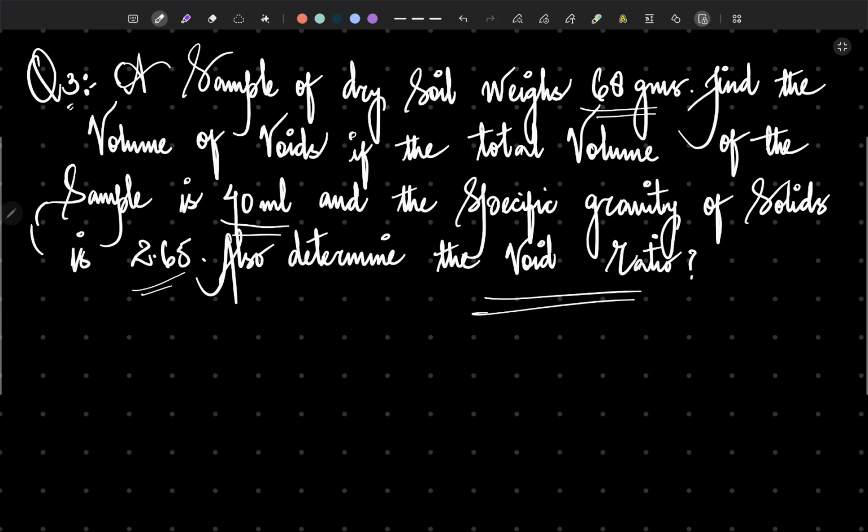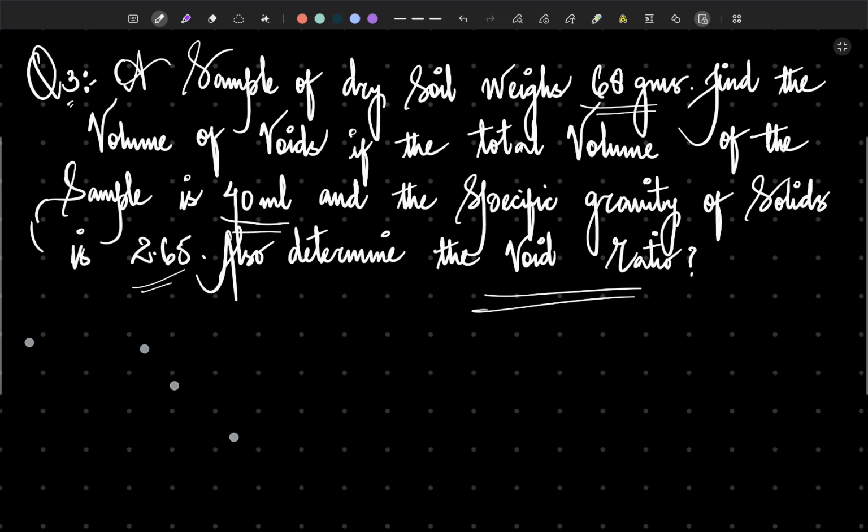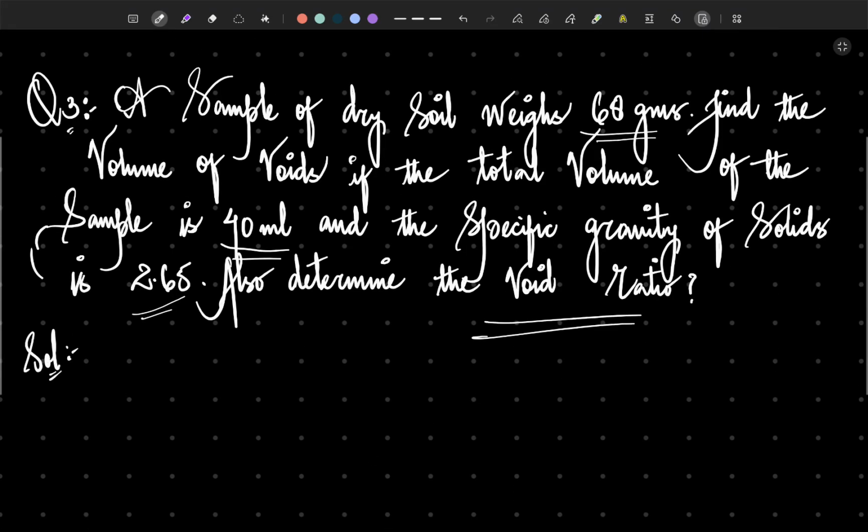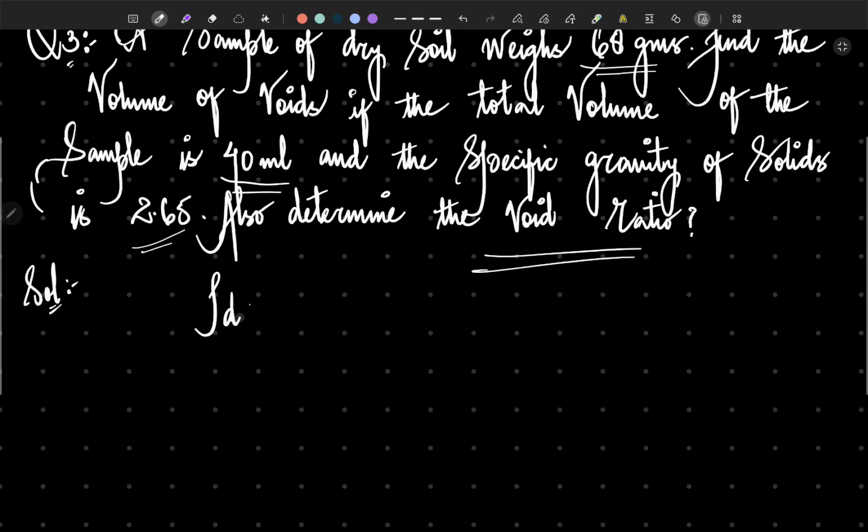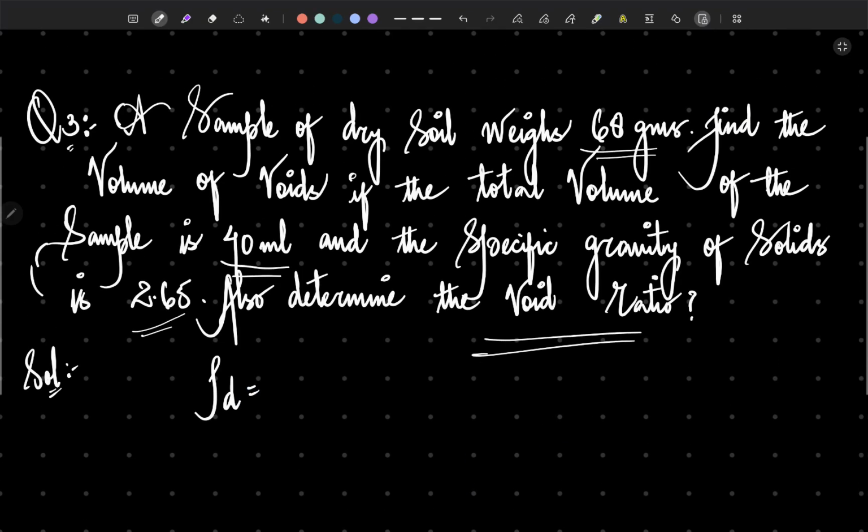All right. So coming back to the question, a sample of dry soil weighs 68 grams. Find the volume of voids if the total volume of the sample is 40 milliliters and the specific gravity of solids is 2.65. Also determine the void ratio. Let's go on solving this question. So the first thing that we'll find is the dry density. All right. How much? A sample of dry soil weighs 68 grams. Find the volume of voids if the total volume of the sample is 40 milliliters.